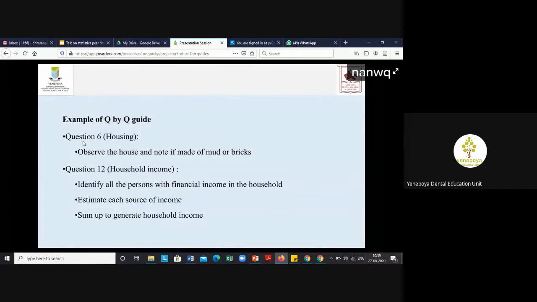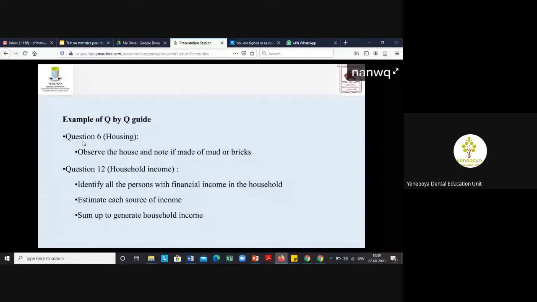Now questionnaire number 12 says household income. So you can see that there are 10 members in a family and 5 of them are earning. So the household income will be the addition of all those 5 people, not the head of the family only. Usually we think that the father, who is the head of the family, his own income has to be taken into consideration. No, all the other 4 who are earning should be included in the household income.